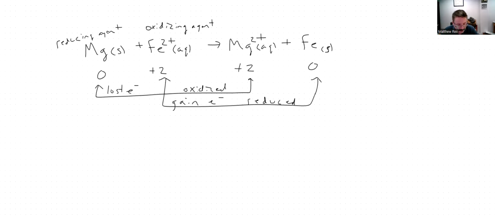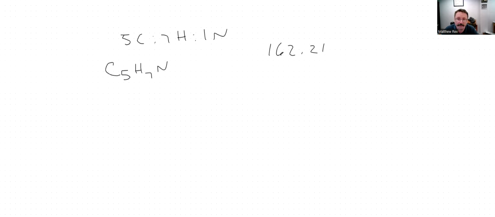All right, a compound is decomposed and found to have a ratio of 5 carbons to 7 hydrogens to 1 nitrogen. What they're really telling us here is the lowest whole number ratio, or essentially the empirical formula for this. We're also told that the molar mass, or the molecular weight of this, is 162.21 grams per mole. And they want to know what's the molecular formula.